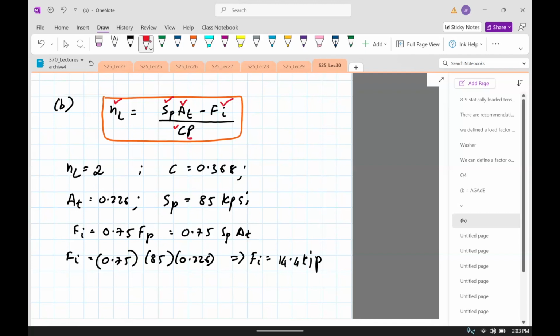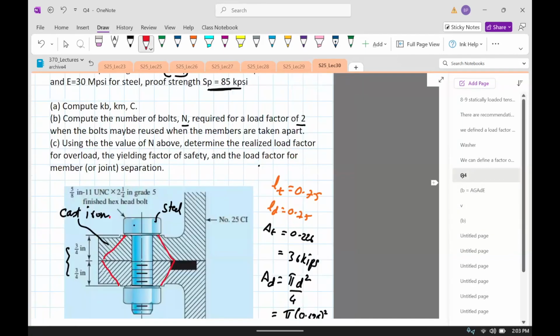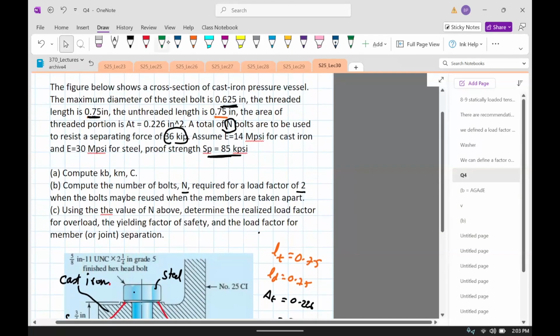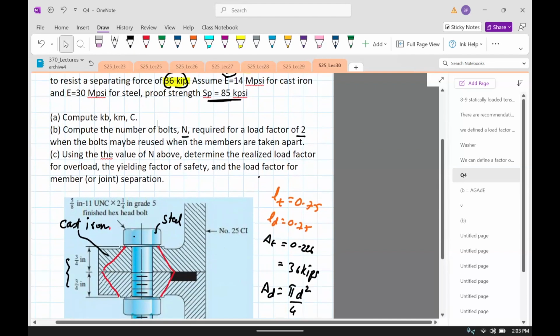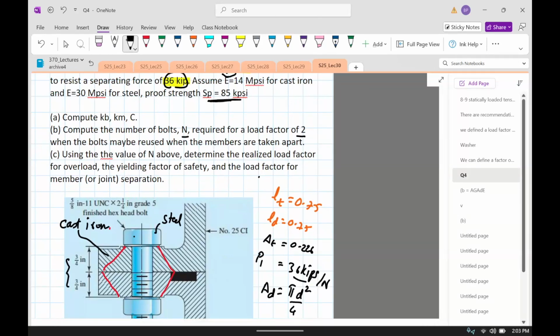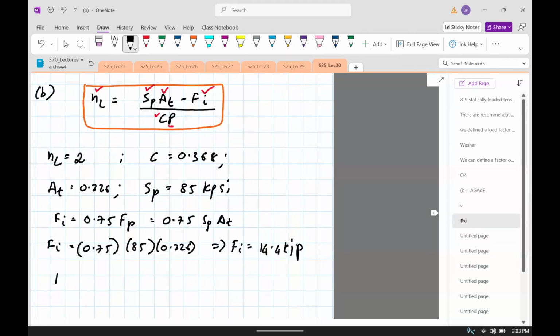Now we are left with P. What's P? Well, if you go to the problem, it says here that the total of n bolts to be used and a force is 36 kip. What this means is that there is a force of 36 kip on the entire structure of n bolts. So the load taken by each bolt is going to be 36 divided by n. To compute the individual load P, we need to take the total load and divide it by n.